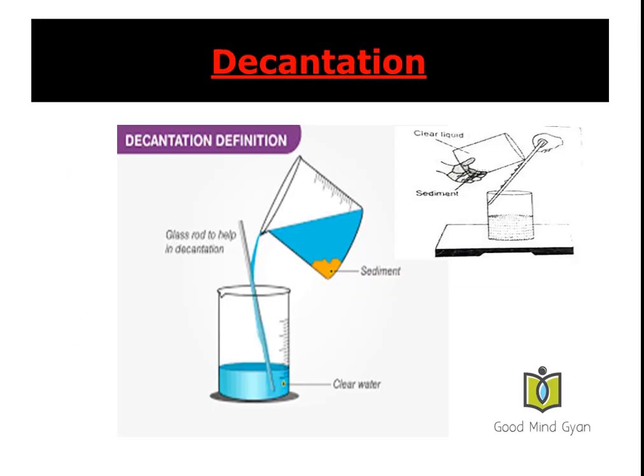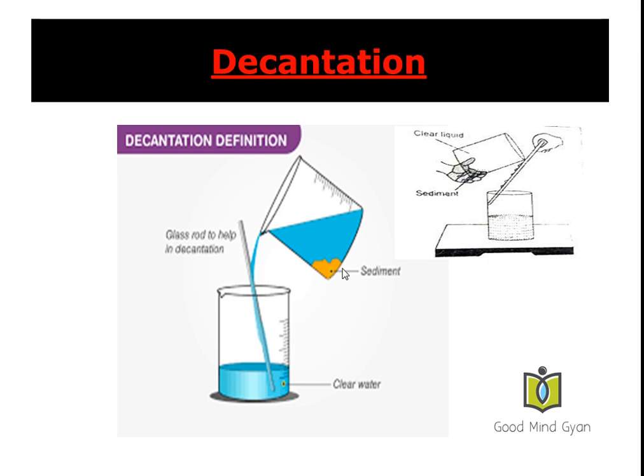Next process is decantation. It is a continuation of sedimentation. So in the sedimentation process, we got a sediment which was at the base and we got the clear water which was at the top. You can see this in both the diagrams. This is a clear liquid and you have the sediment below. So you have to slowly pour the clear liquid into another beaker. So you got the clear water and you also got the sediment separated, right?